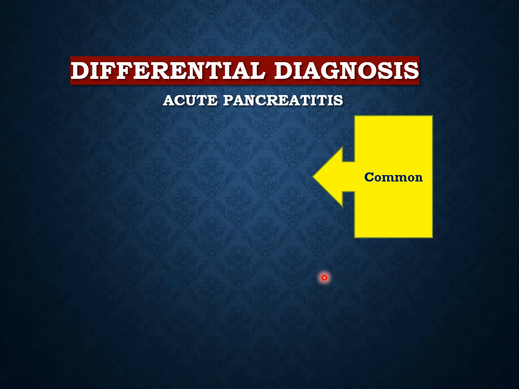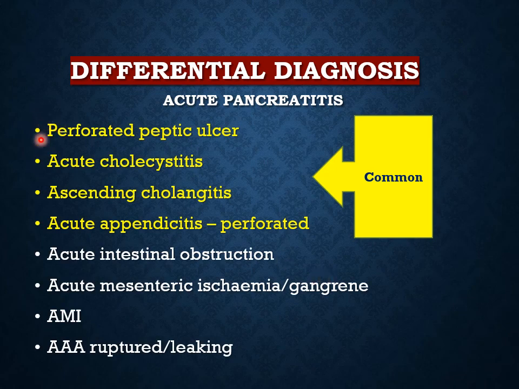Now, what are the differential diagnoses of acute pancreatitis? It's usually young patients with severe abdominal pain, acute onset, vomiting, and signs of peritonitis. So these are the common differential diagnoses for this condition: perforated peptic ulcer, acute cholecystitis, ascending cholangitis, acute appendicitis with perforation, acute intestinal obstruction, acute mesenteric ischemia with gangrene, acute myocardial infarction, and abdominal aortic aneurysm rupture or leaking. So these are all causes of acute abdomen.